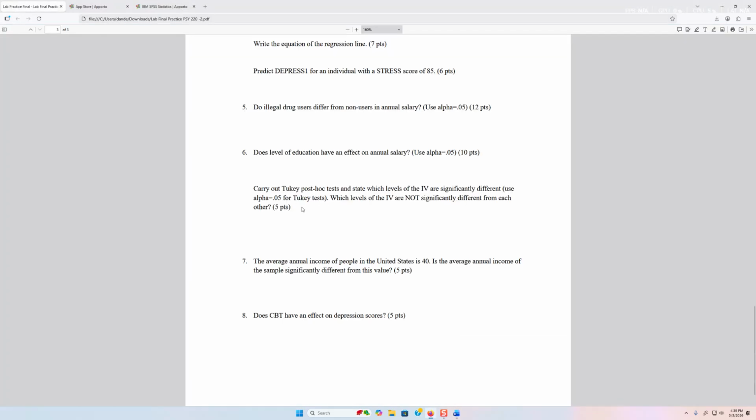Number 7, the average annual income of people in the U.S. is 40. Is the average annual income of the sample different than 40? So we're using a sample and we're comparing it to a population mean. So one sample compared to a mean is a one sample t-test, because we obviously don't know sigma. We don't know the population standard deviation. We don't know the mean. So one sample t-test.